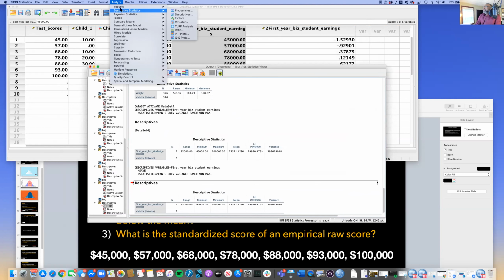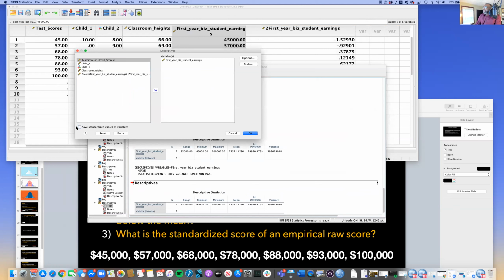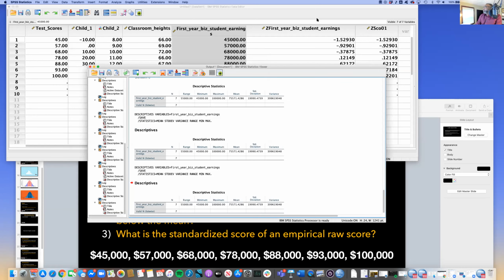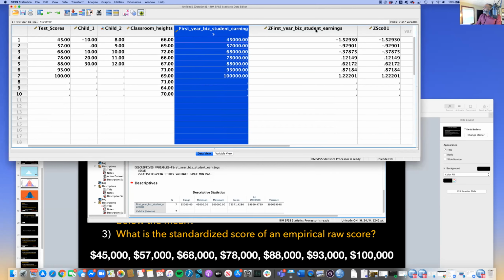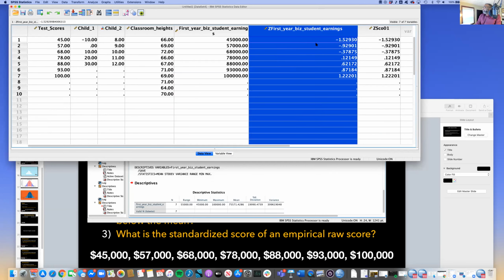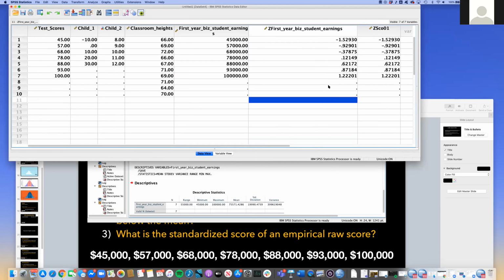So we'll go to Analyze, we'll go to Descriptive Statistics, we'll go to Descriptives, and we'll click here where it says Save Standardized Values as Variables, okay? We'll click that, and then we'll just click OK. And what it's going to do, I've done this twice, but it's going to give us this column here that says Z, first year biz student. I have it. Okay.